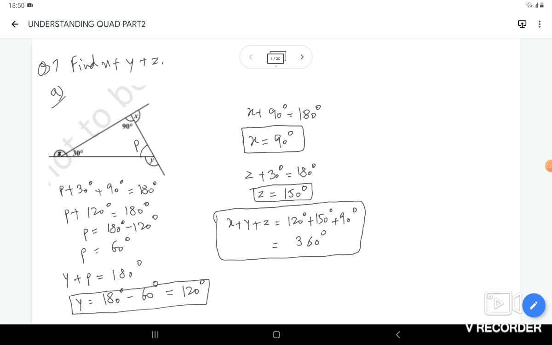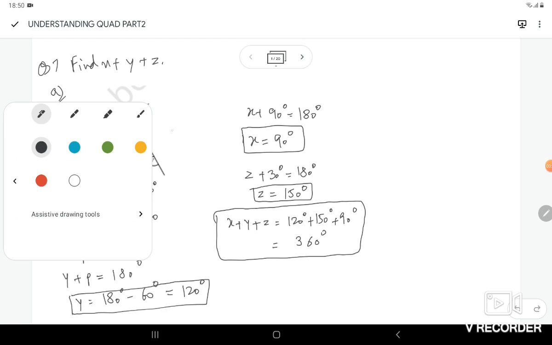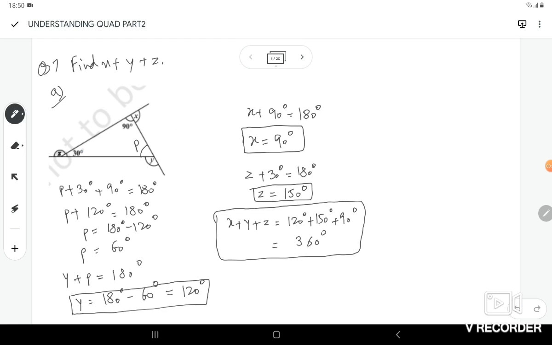Question number 7 says find the value of x plus y plus z in the given figure. From the figure we can see that angle P plus 90 degree plus 30 degree would be equal to 180 degree. How? It's the angle sum property of a triangle. So angle P plus 120 degree equal to 180 degree and angle P comes out to be equal to 60 degree.